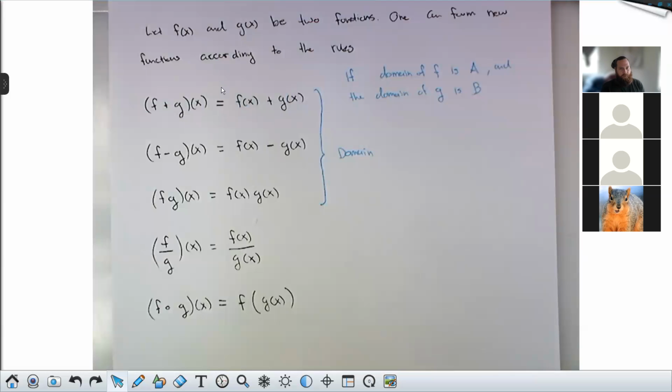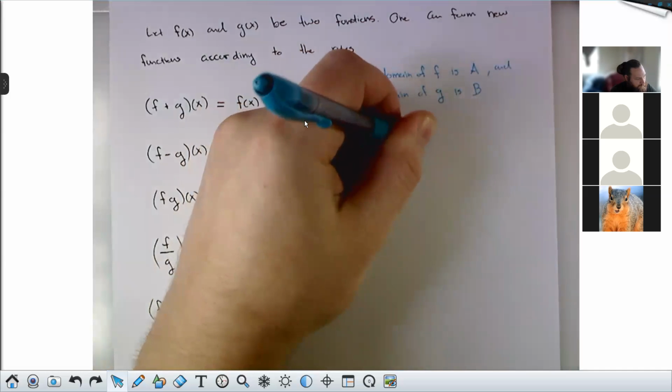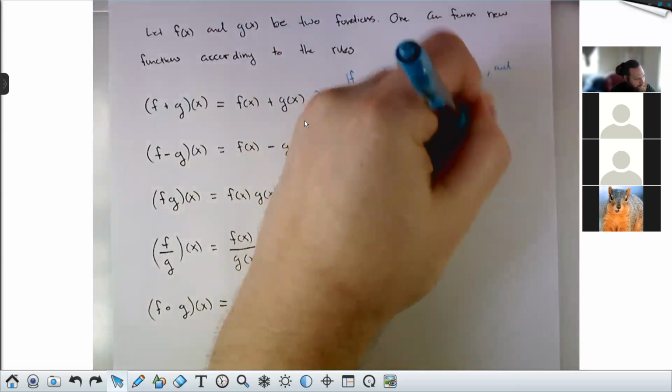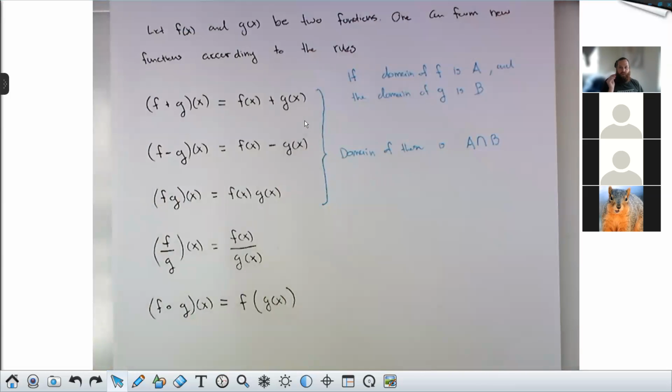So what that means is that the domain of this new function, f plus g, has to be stuff that's in the domain of f and also in the domain of g. It has to come from the overlap of their domains. If you have something that's in one domain but not the other, you can't plug it in here. So that means that the domain of these is going to be A intersected with B. And remember what that intersection symbol means? It means we're taking the overlap.